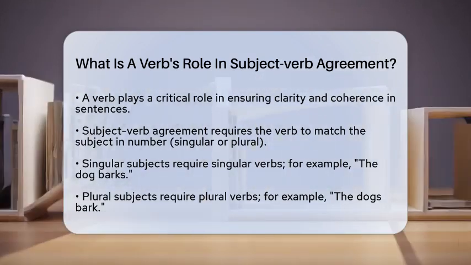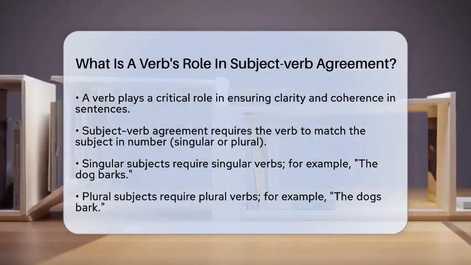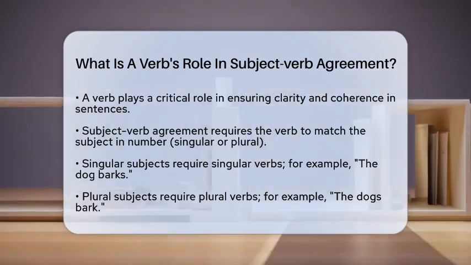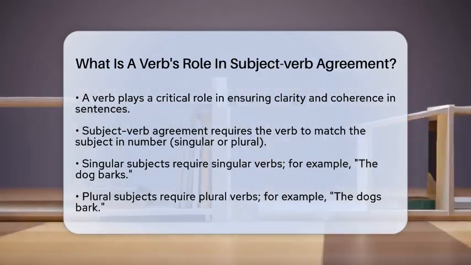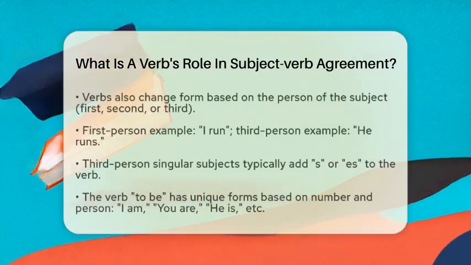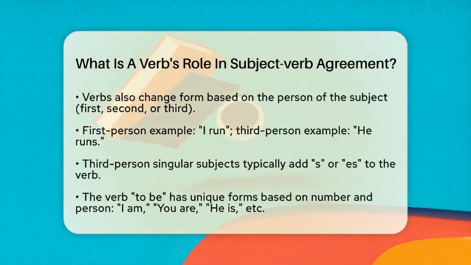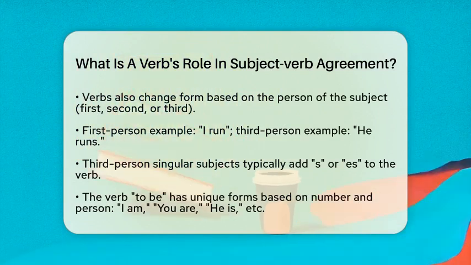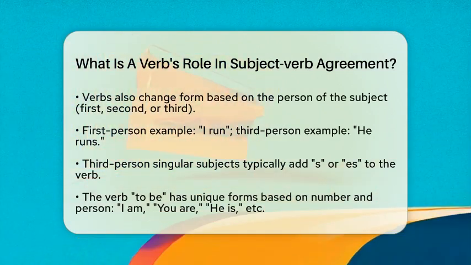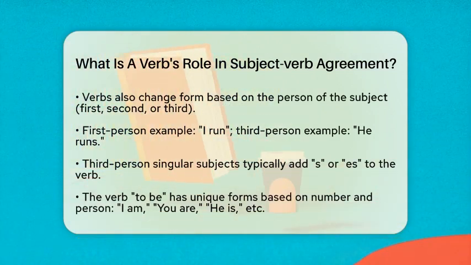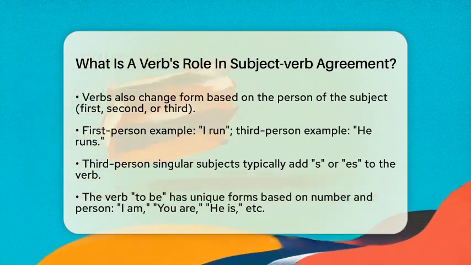This agreement is not just about number, it also involves person. In English, verbs often change form depending on whether the subject is first, second, or third person. Take the verb to run. If we say I run, that is first person. But if we say he runs, we add an S to match the third person singular subject.